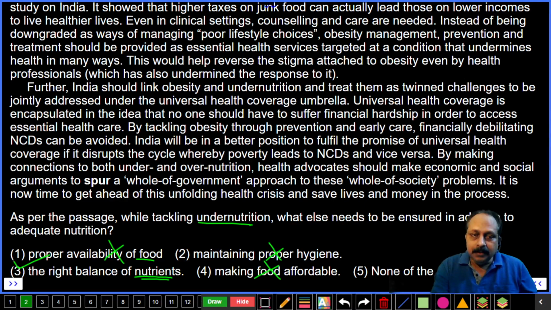As per the passage, while tackling undernutrition, what else needs to be ensured in addition to adequate nutrition? Adequate nutrition is one thing. Besides that, the right balance of nutrients is also important. Answer is the third option.